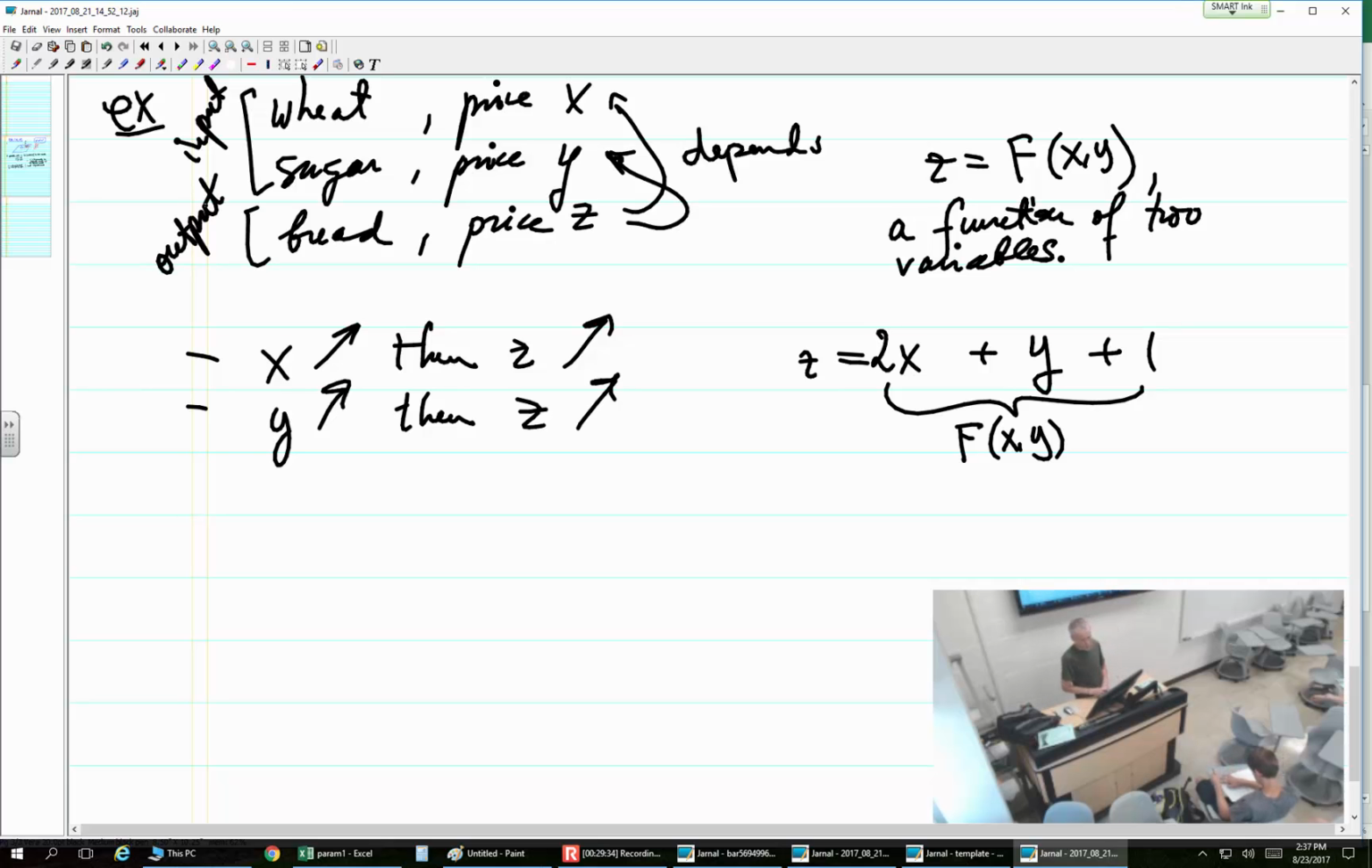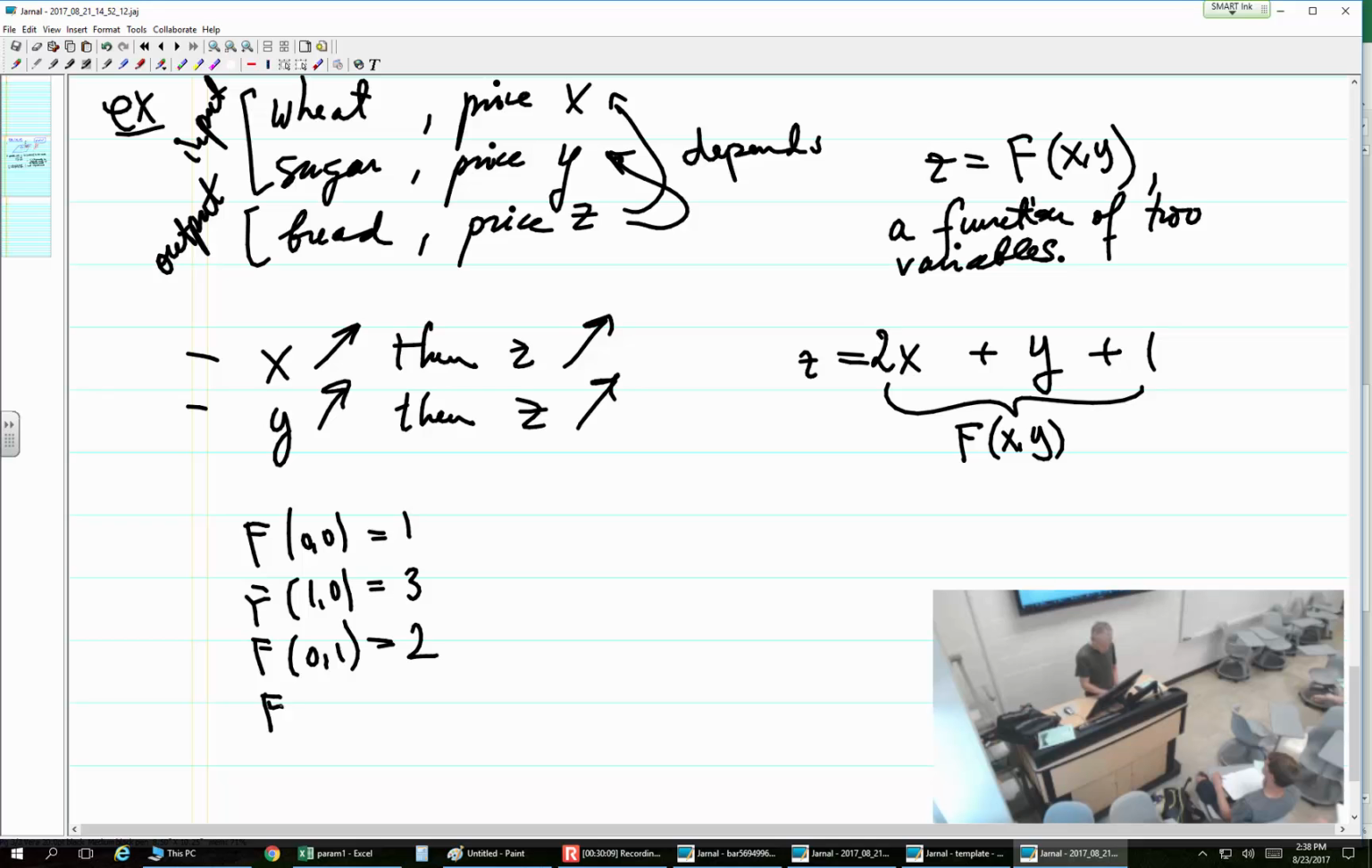Okay, so at the end of the day, we'll have a surface for sure, but then let's examine slightly what it is that we're looking at with data. So for example, this is f of x,y. Say, for example, f of 0,0 is equal to 1, f of 1,0 is equal to 3, f of 0,1 is 2, f of 1,1 is 4.